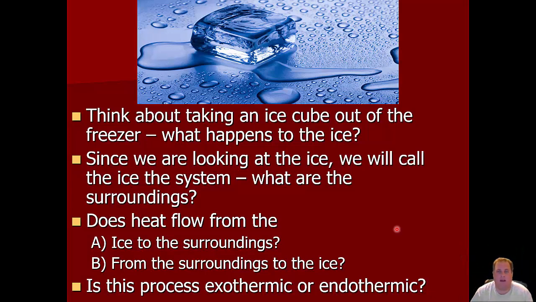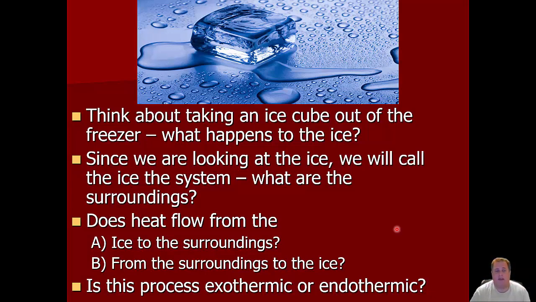Okay. So back to our ice cube example we were mentioning a little bit ago. If we take the ice cube out of the freezer, what happens to the ice? Well, since our focus is the ice, we're going to call the ice the system. So what are the surroundings? Well, as we mentioned, if you put it on the counter, and if I'm just holding it in my hand, my hand would be the surroundings. So let's say it's sitting in a glass. So the glass, the air around the glass, and maybe the counter because the glass is on the counter. All of those are the surroundings.